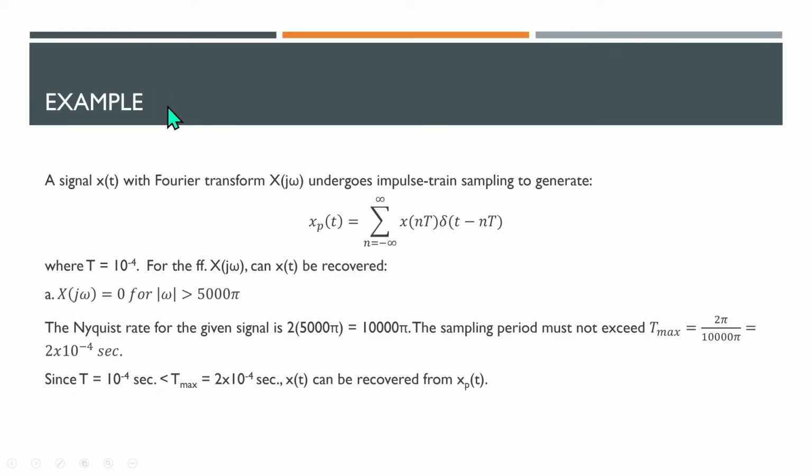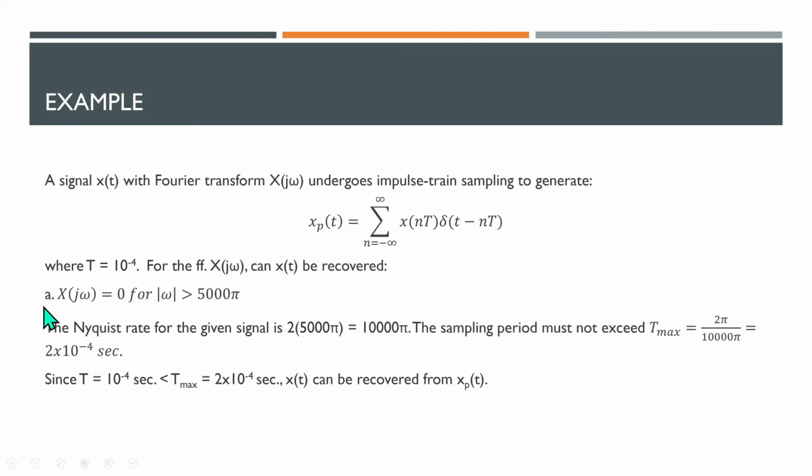Let us have another example. A signal x of t with Fourier transform x of j omega undergoes impulse train sampling to generate x sub p of t equals the summation from n equals negative infinity to infinity of x of nT times delta of t minus nT, where capital T is equal to 10 raised to negative 4. For the following x of j omega, can x of t be recovered?